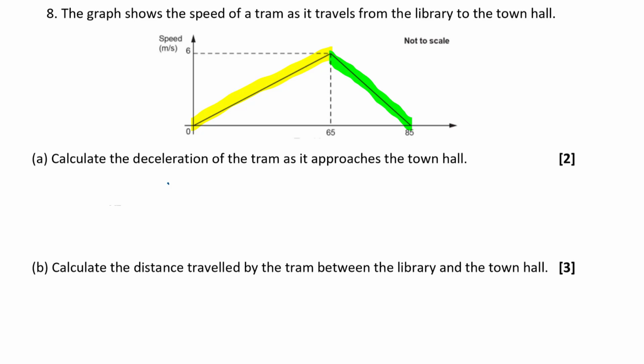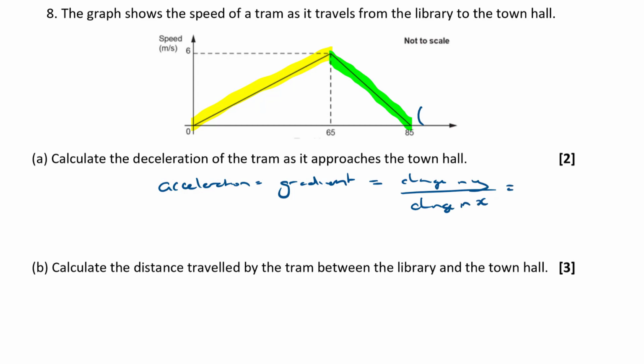Now on a speed-time graph, acceleration is equal to the gradient of the line, isn't it? Now gradient is change in y divided by change in x, isn't it? In this case it's the change in the speed divided by the change in the time. So the speed changes from 6 down to 0, so that's a change of -6 actually, because it's decreased. And the change in x is this distance from here to here, 85 subtract 65, which has a difference of 20.